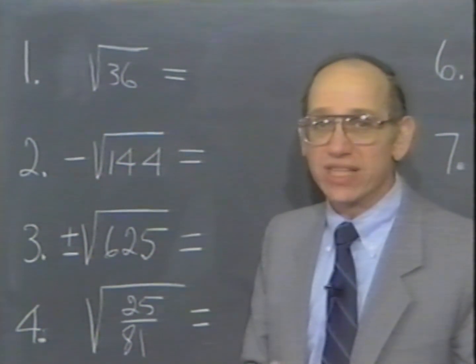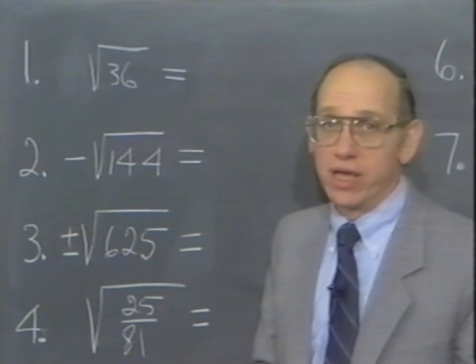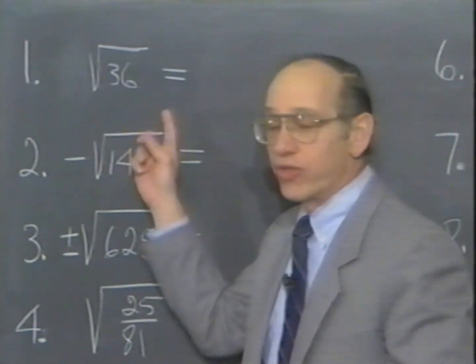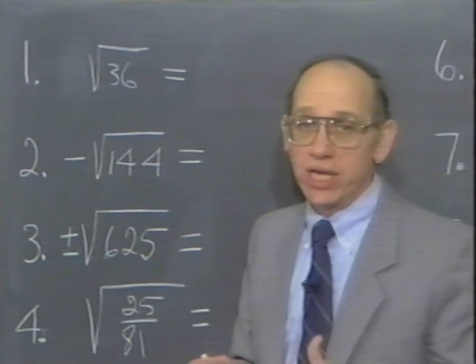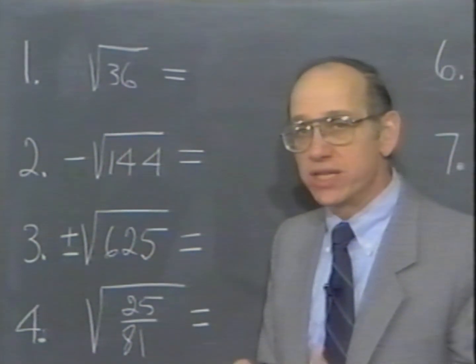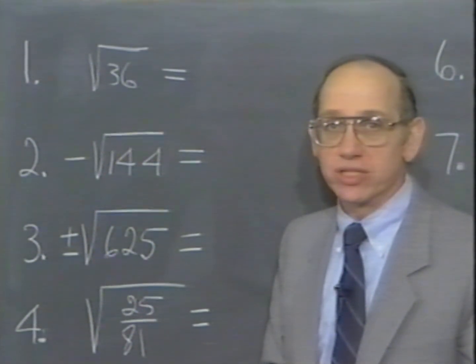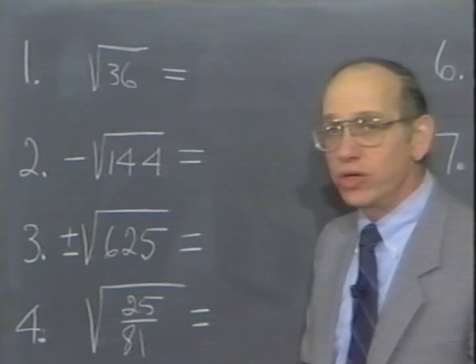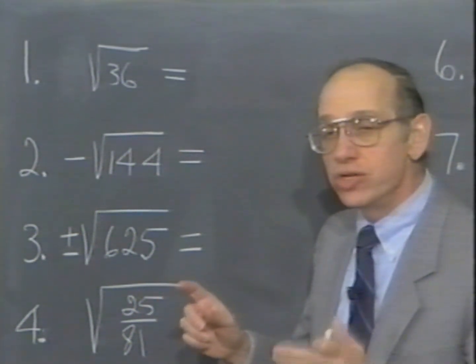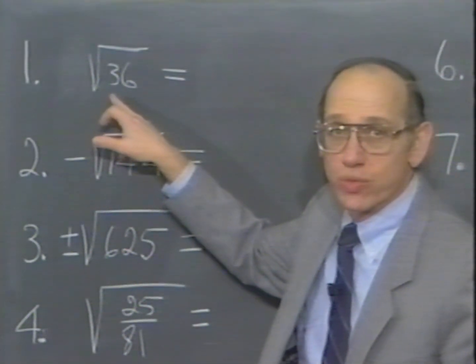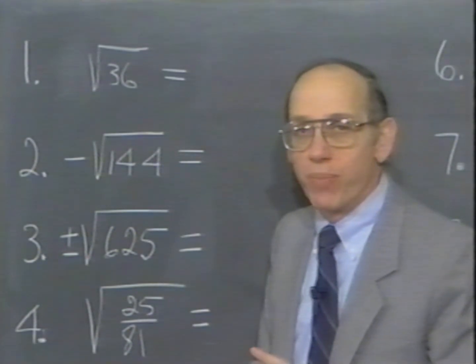But we could also make it 6 times 6, and those are 2 equal factors. So the square root of 36 we would call 6. But that's not the only possibility, because after all, minus 6 times minus 6 is also 36. So what do we mean? Well, it's understood that if there's no sign in front of the square root, we mean the positive square root.